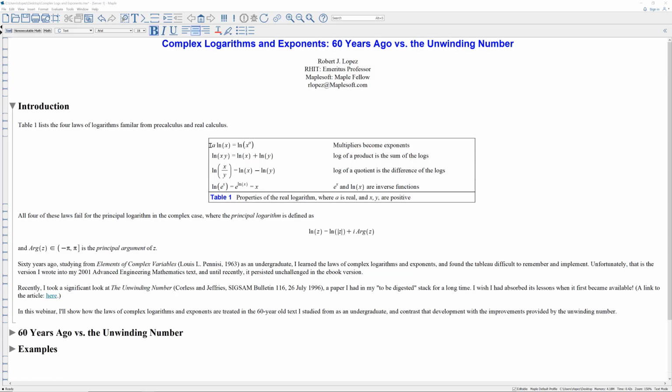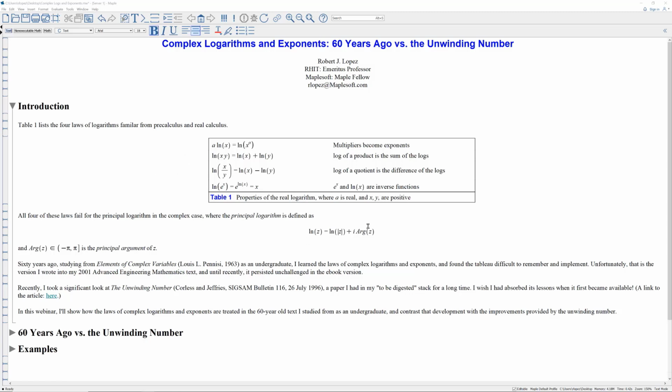So multipliers become exponents. Log of a product is the sum of the logs. Log of the quotient is the difference of the logs. And log and e to the x are inverse functions. But as soon as you get into a complex variables course, these laws no longer are valid.